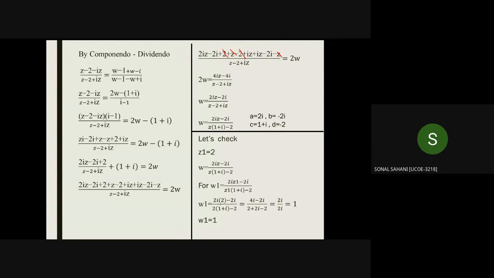We get w1 is equal to (2i into 2 minus 2i) upon (2 into (1 plus i) minus 2) is equal to, now solving each of the brackets, we will get (4i minus 2i) upon (2 plus 2i minus 2). So in the numerator, 4i minus 2i will come as 2i, and in the denominator, the 2 will get cancelled, and again the answer comes as 2i over 2i, which is 1. Now you can all see that my answer comes as 1, and in the question w1 is also given as 1. So we can say that our answer is definitely correct.